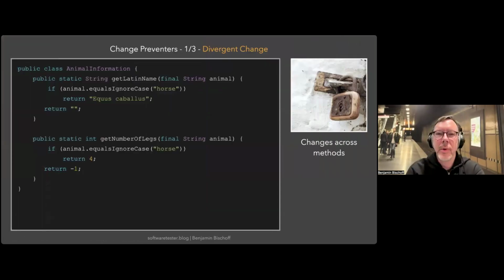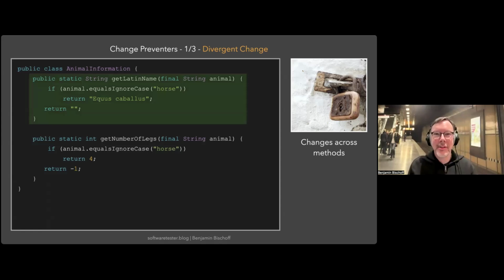Like this one, which is called divergent change. This happens when you have to make changes across multiple methods in a class. For this, I created this animal information class because, yeah, you will notice I use a lot of animal examples, shape examples, and customer examples. I don't know where this came from, actually.